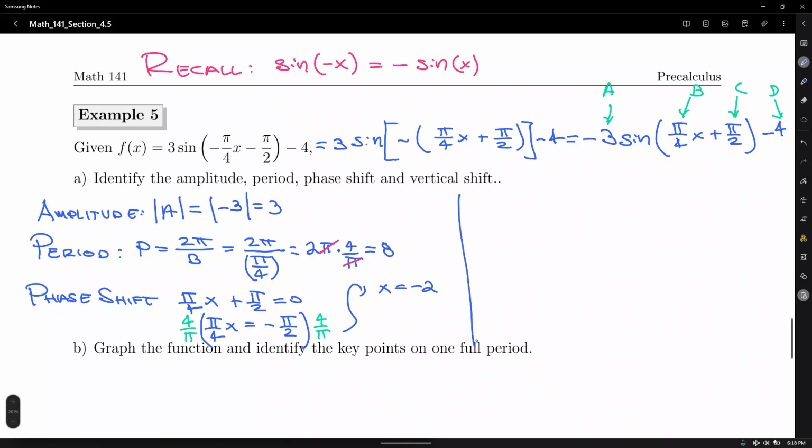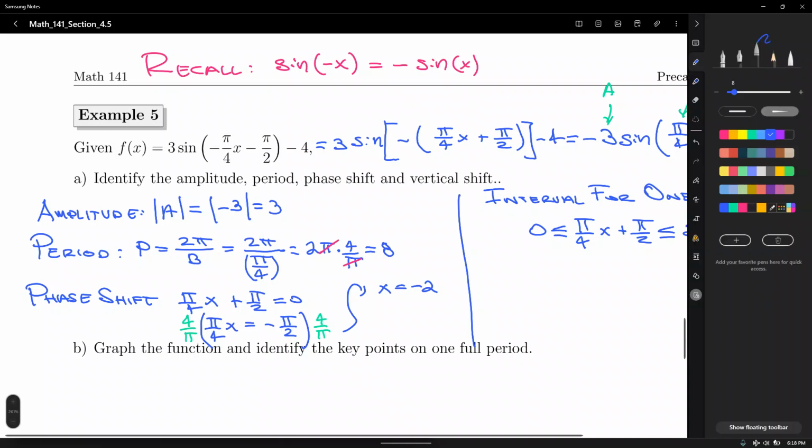All right, let's find the interval for one period. The interval for one period, we bound the angle pi over 4 x plus pi over 2 between 0 and 2 pi, and let's solve the inequality here. I know that it looks ugly, but actually it's going to reduce to very nice numbers here.